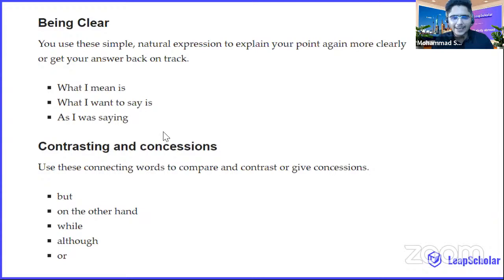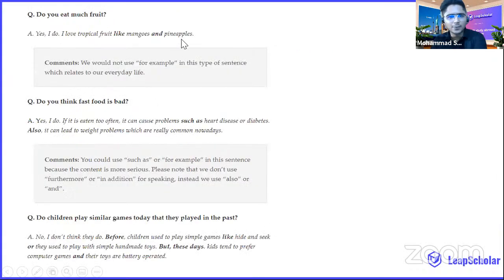Okay. Again, guys, we have discussed contrasting and concession in detail towards the beginning. I'm not going to dive into that. But I do have certain things here. Some examples of how we can answer the question and there are certain comments also.